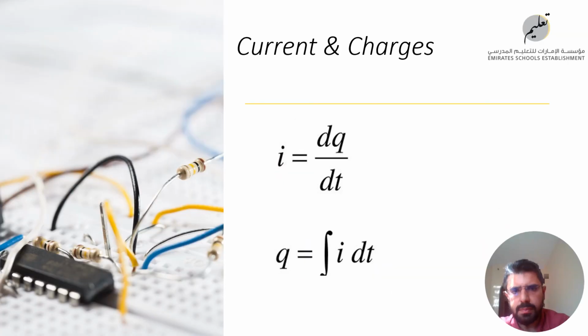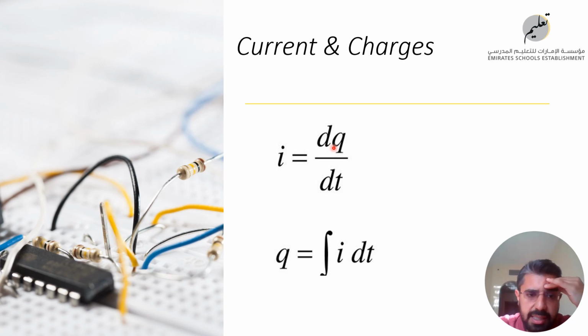Okay, here also talking about the current and charges. We cannot separate the current I, which has the unit of ampere, from the charges Q. Remember in term 1 we studied the charges, Coulomb's law and Coulomb's equation. So that was talking about the charges. So this chapter is a continuation of term 1.